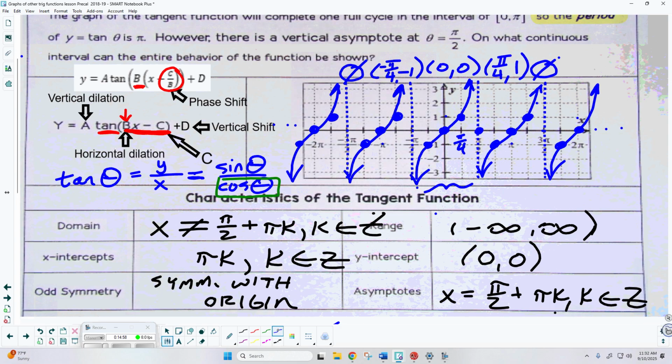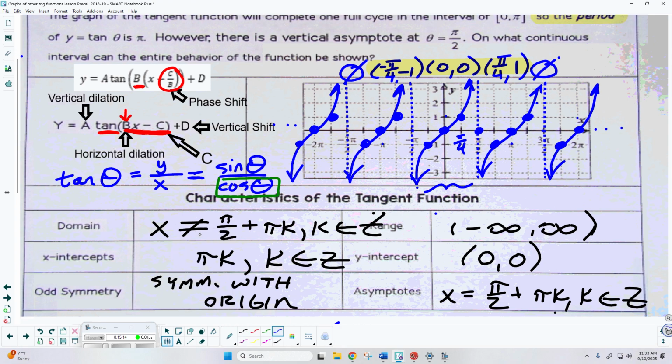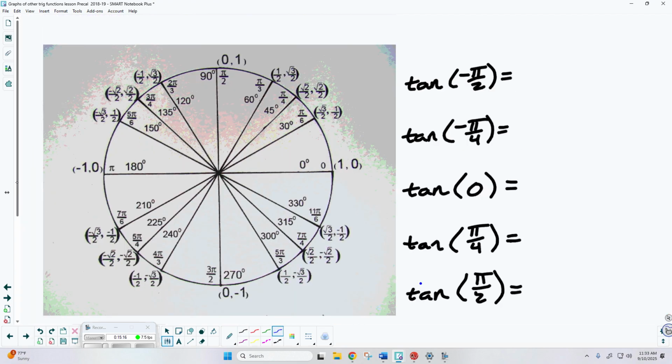So, questions about how I got that graph. Now, here's what you might be wondering. Well, how did you possibly know that we had, for example, those 3 points on one of these branches? Well, I'm glad that you asked. Okay. Let me come on over here. Let me show you the unit circle.